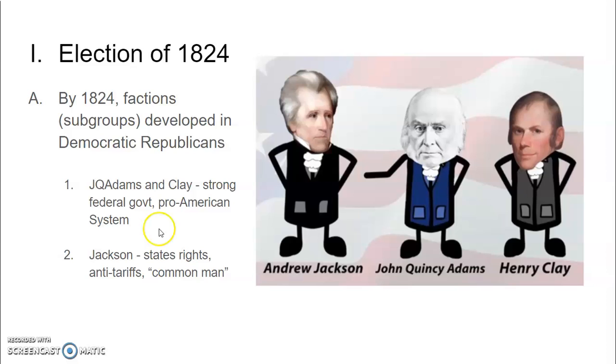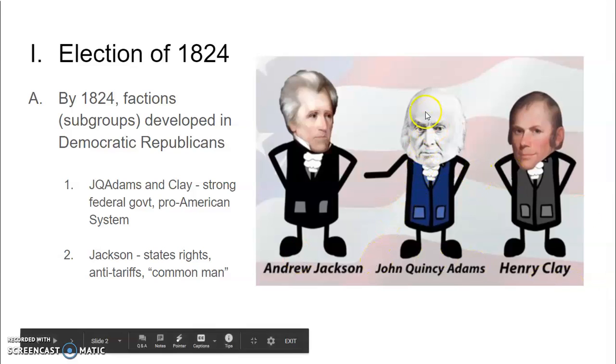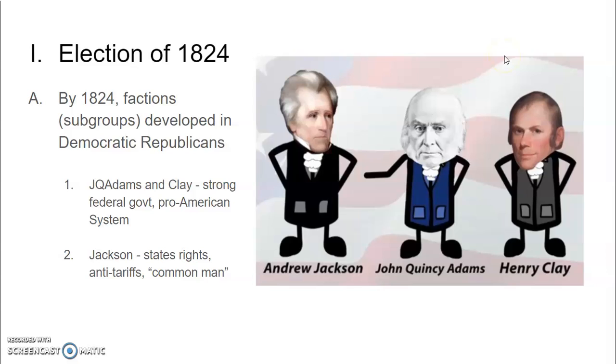So we have two major groups in the Democratic Republicans. The first one is going to be led by John Quincy Adams and Henry Clay. They are proponents of a strong federal government. They like the American system that our boy Henry Clay came up with. They like manufacturing as kind of like the base of the country. So they're going to be one group.